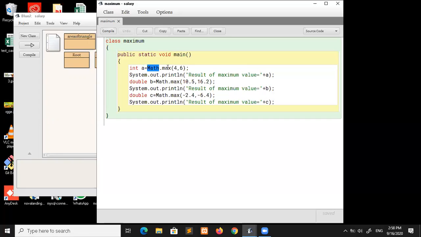So now the same program is there. The only thing is that wherever min is there, I'll make a replacement with max. So max is nothing but finding the maximum number between two numbers. So once again over here 4 and 6 are the argument values, which are integers. Here 10.5 and 16.2. So in this case what output should come? 16.2. Yeah, and what about this one? Here the maximum is minus 2.4.